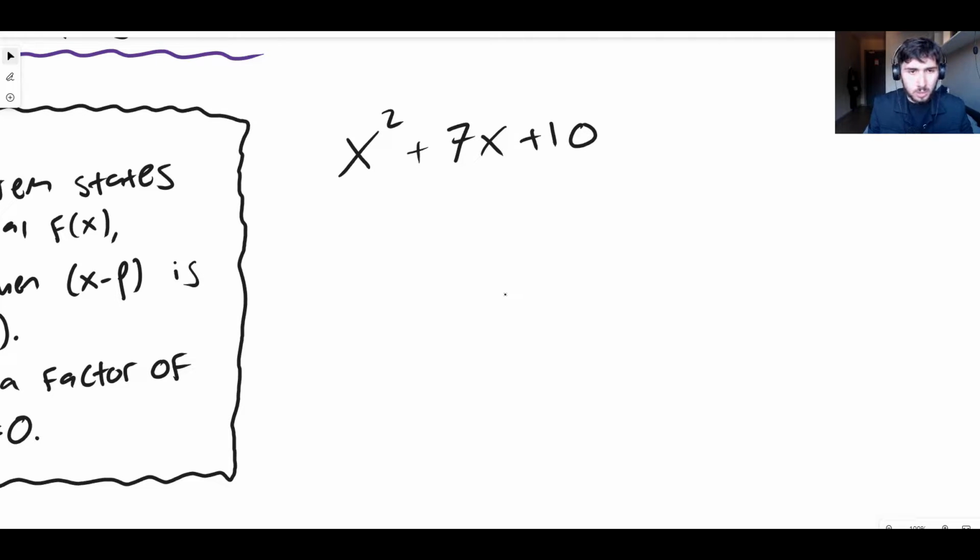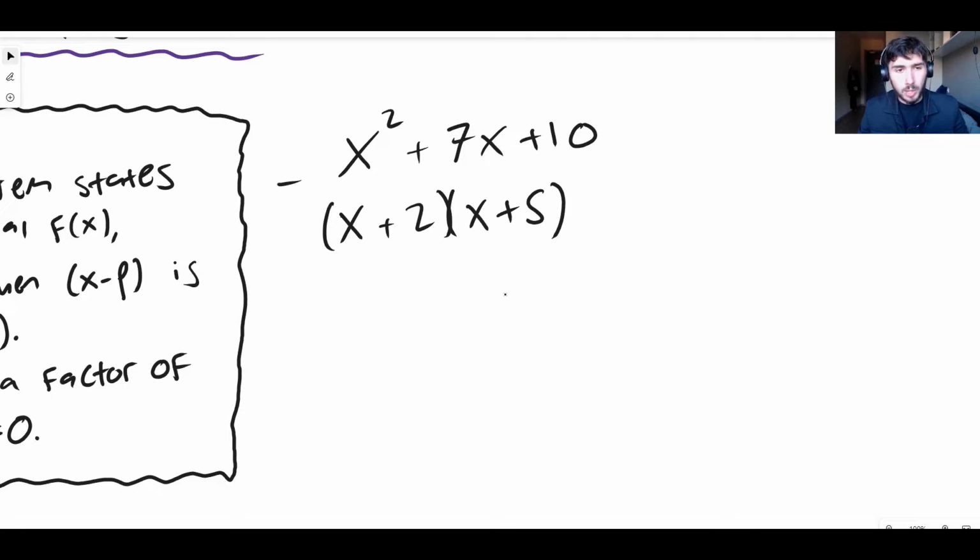So then what we'll do is factorize it. We know how to factorize. The reason why I chose this is because it's easily factorizable. We can get x plus 2, x plus 5. I hope that we agree that these two things are equal to each other.